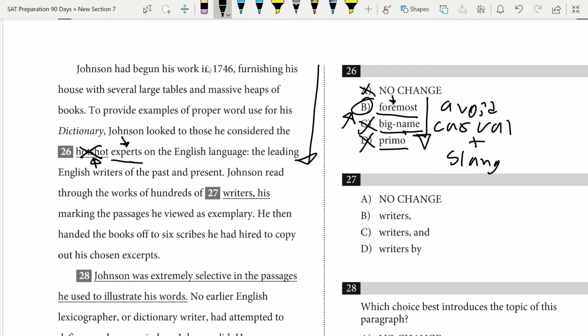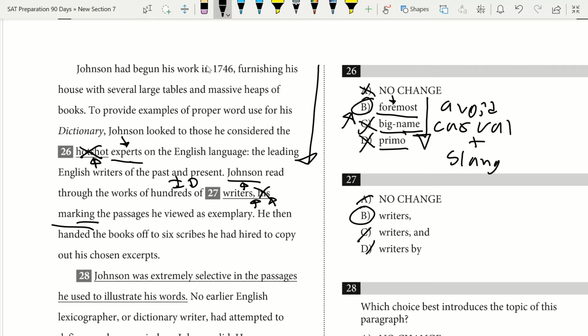All right, "Johnson read through the works of hundreds of writers." I know that this is going to have to be a comma and then "marking." How did I know that? You know how some poker players have a tell? Well, in my opinion, the SAT writing section has tells as well. Anytime I read an independent clause like this, "Johnson read through the works of hundreds of writers," and then I see something like "his" or "he," something that's repeating Johnson, what I'm always going to do is get rid of it, because it's redundant since I already said who it was. And if I see an -ing verb after it, that's pretty much immediately telling me I want to just do a comma and then that -ing verb. So in this case, B would be our correct answer for 27.